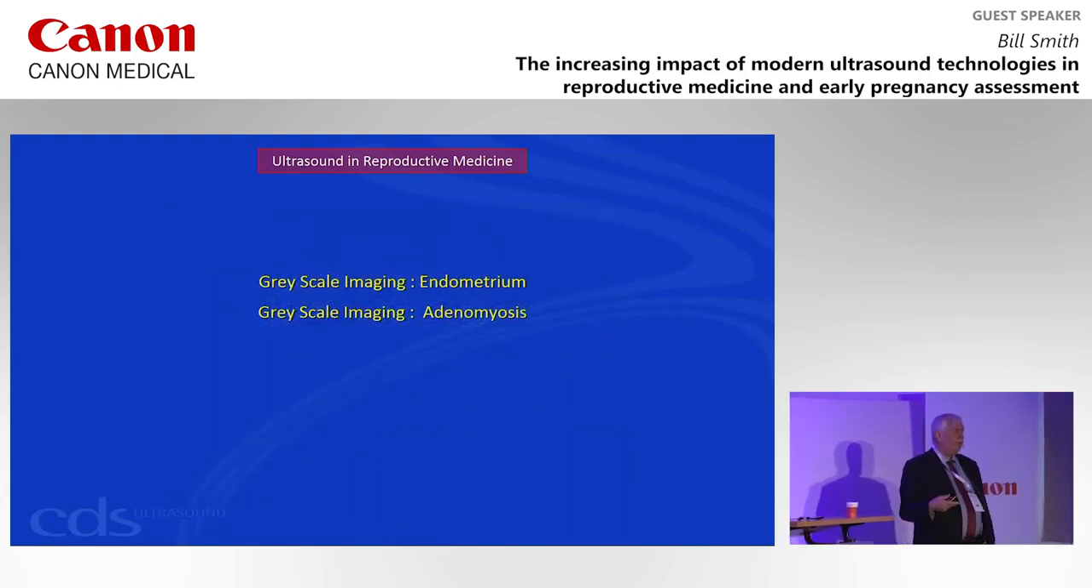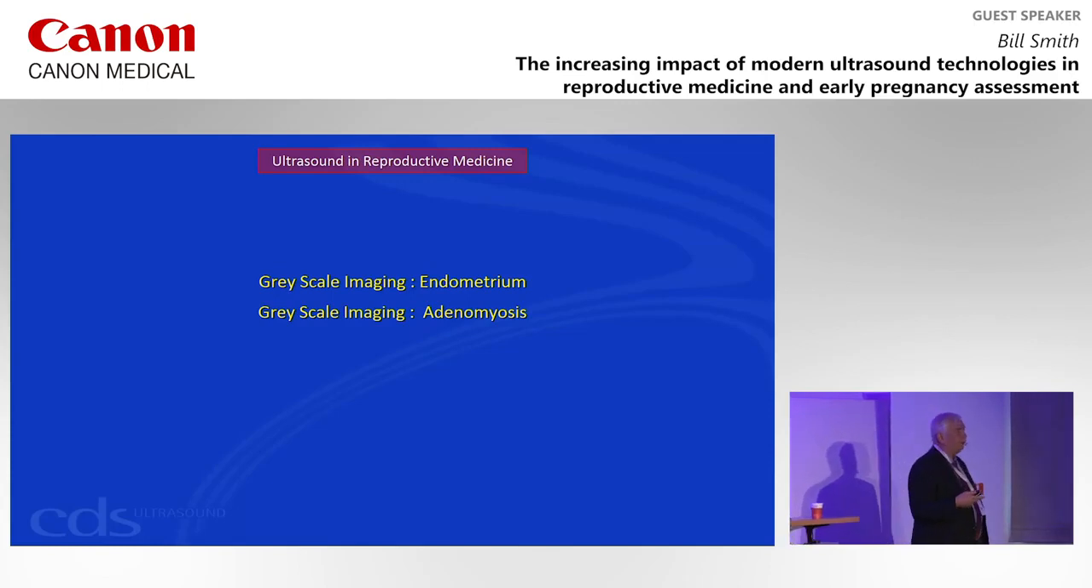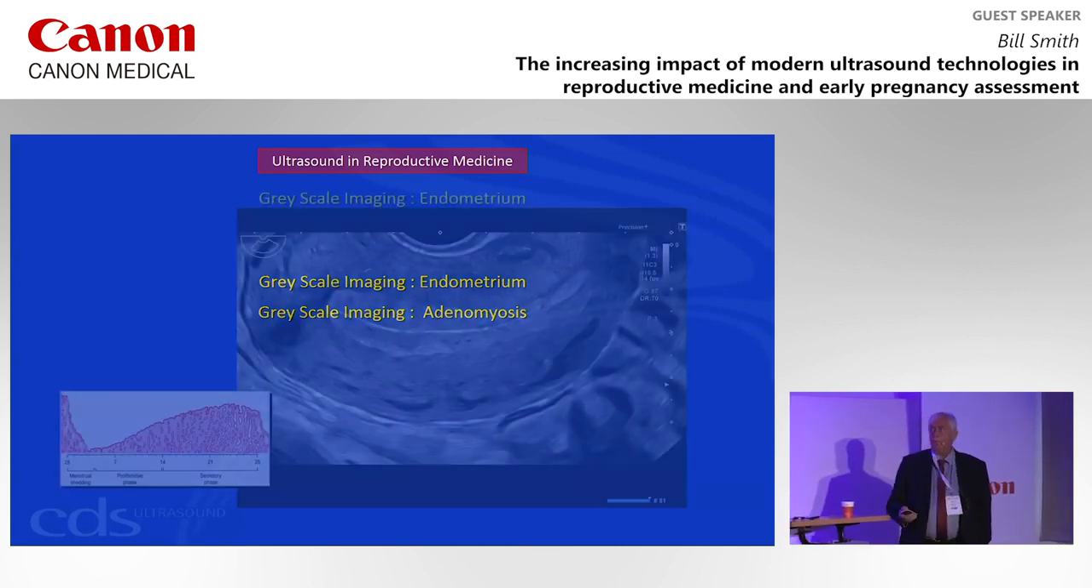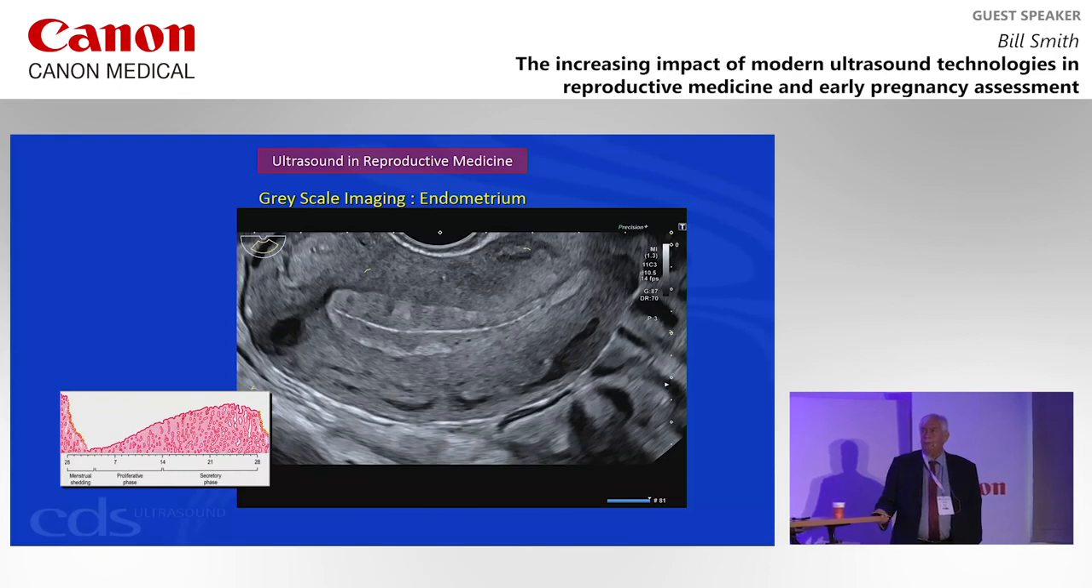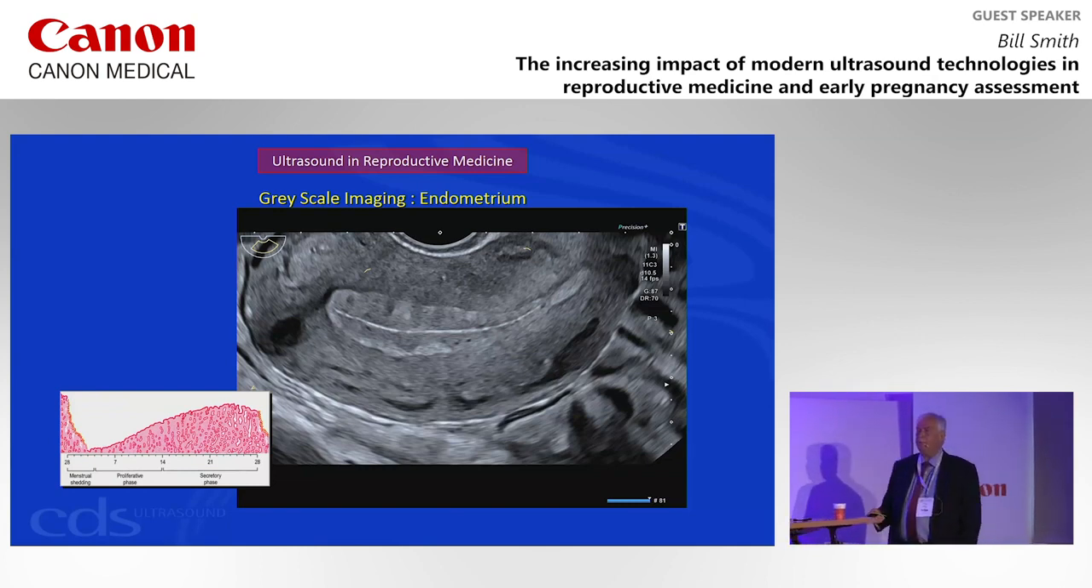So if we look at two areas where Grayscale is particularly important to us, certainly in terms of reproductive medicine, also in terms of general gynecology, let's just start with the endometrium. This is the endometrium. There is no such thing as a triple layer. It's something that's been introduced by the world of IVF, but there's no such thing as a triple layer.